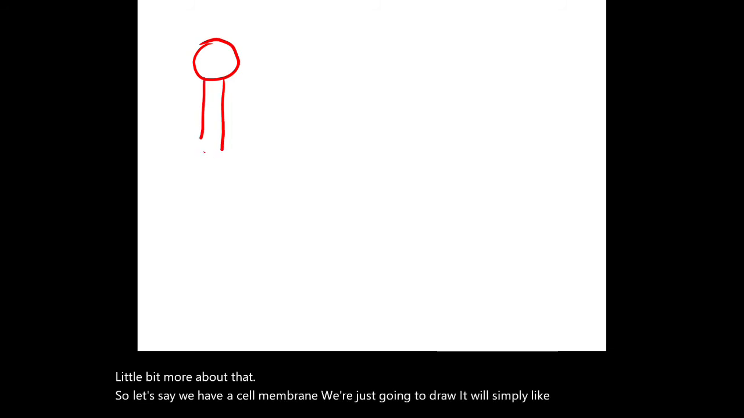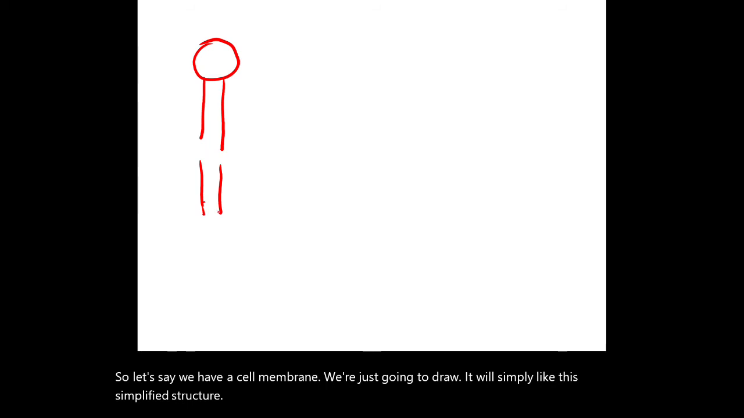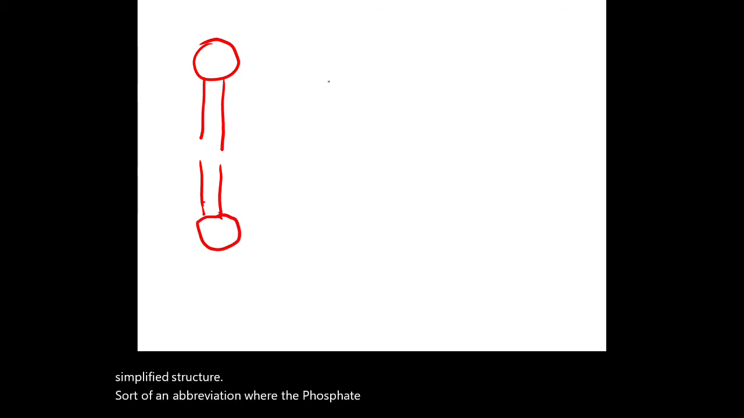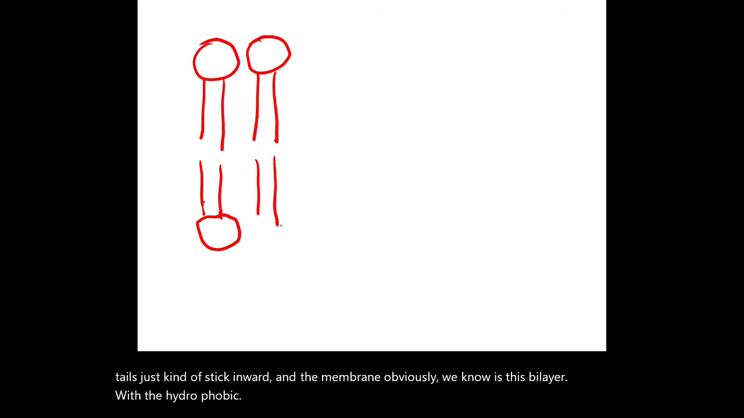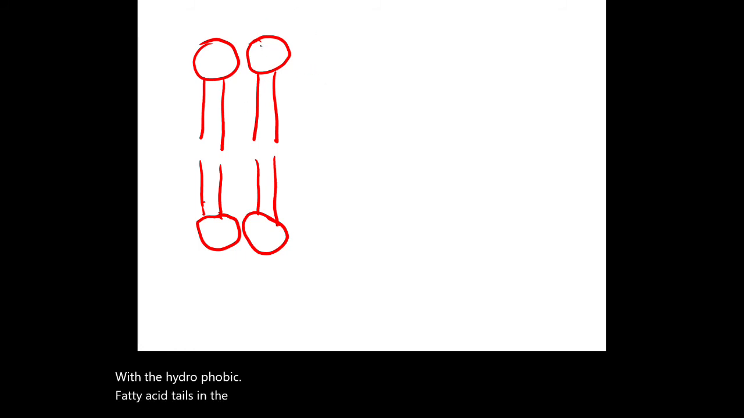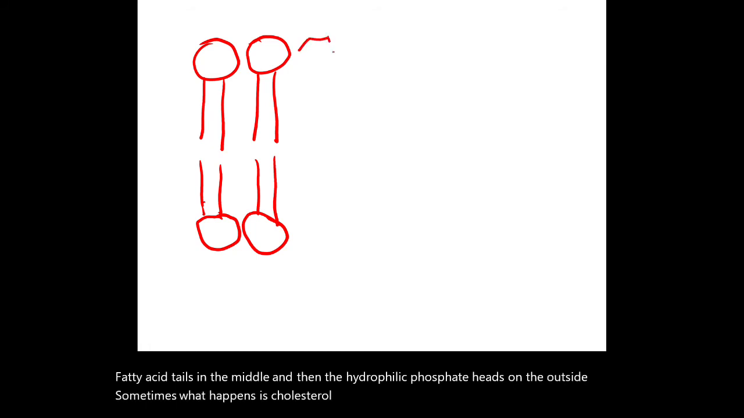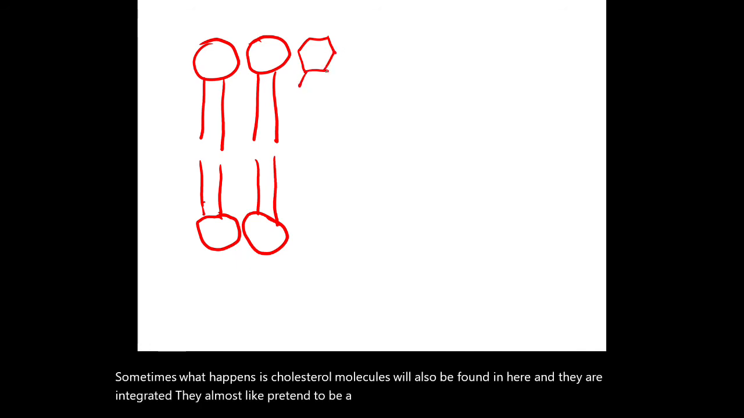So let's say we have a cell membrane. We're just going to draw it real simply like this, simplified structure. Sort of an abbreviation where the phosphate heads are these round circles, and the fatty acid tails just kind of stick inward. And the membrane, obviously, we know is this bilayer with the hydrophobic fatty acid tails in the middle, and then the hydrophilic phosphate heads on the outside. Well, sometimes what happens is cholesterol molecules will also be found in here, and they are integrated. They almost pretend to be a phospholipid. They kind of just blend in here.